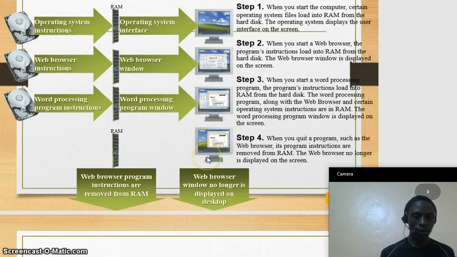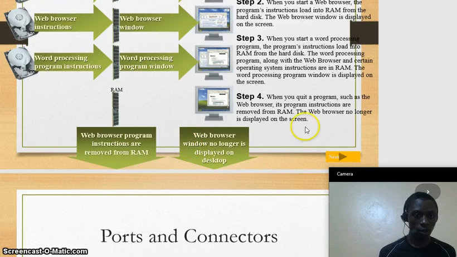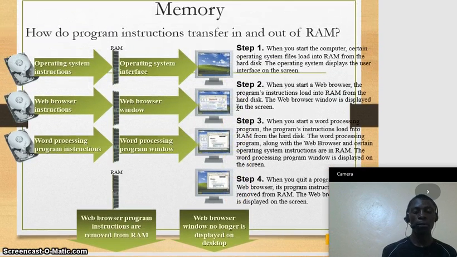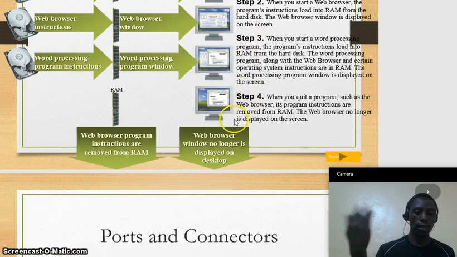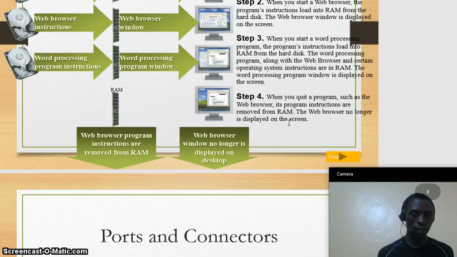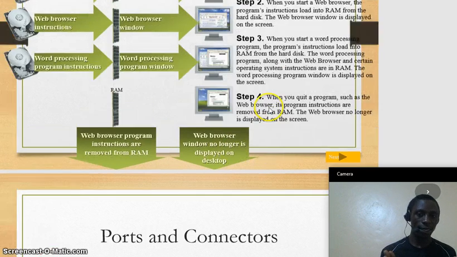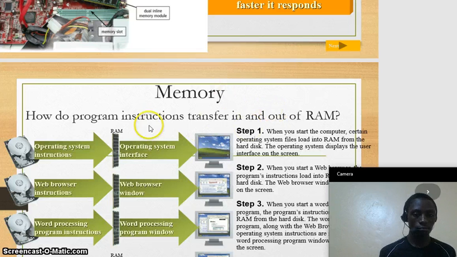Then step 4 is a bit tricky. When you quit a program, for example, such as the web browser, its program instructions are removed from the random access memory. For example, if I'm opening this presentation, and I close it, I quit the program, then it will be removed from the memory. So that is basically how the information is moving in and out of the memory.